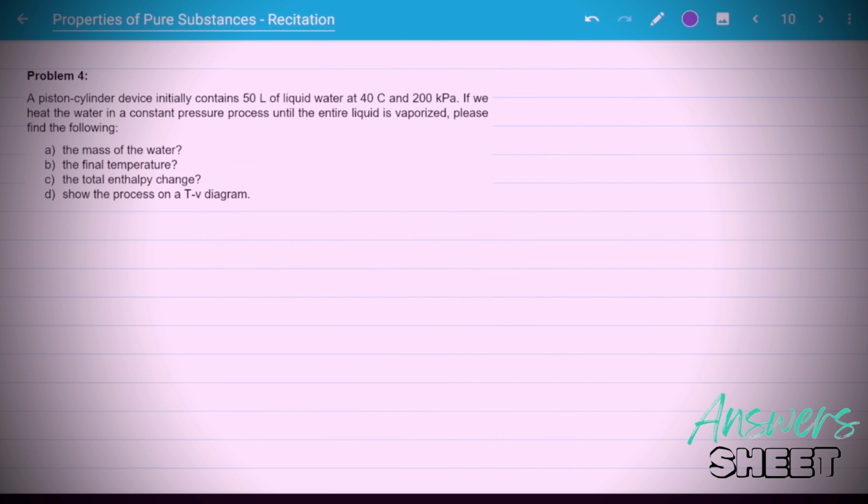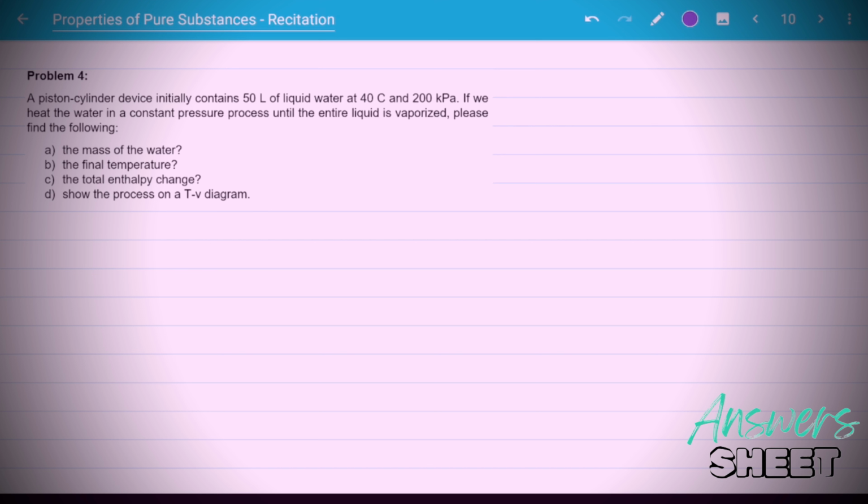Okay, so we have a piston cylinder that is having water at 40 degrees with a pressure of 200 kilopascals, and the initial volume is also given, 50 liters, and we are going to heat this water in a constant pressure process until the entire liquid is vaporized.